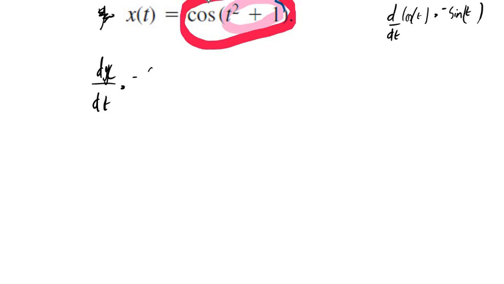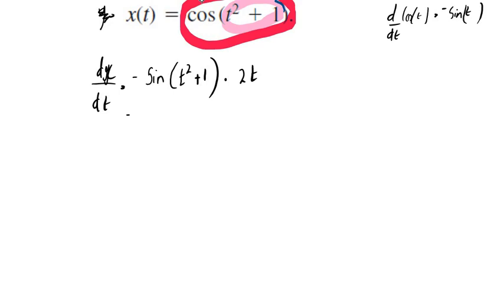So let's do, it's minus sine. Now instead of t, as we differentiate the mother function, which is cos, we keep the baby function as it is. When you're differentiating the mother function, you do not separate the baby function out. And then you multiply it by the differentiation of the baby function, which is 2t.